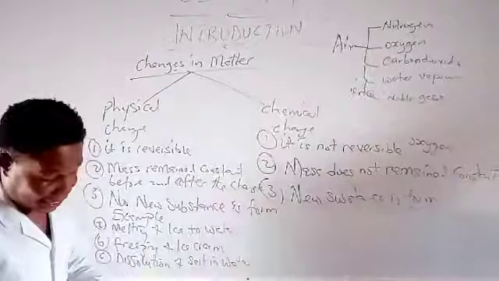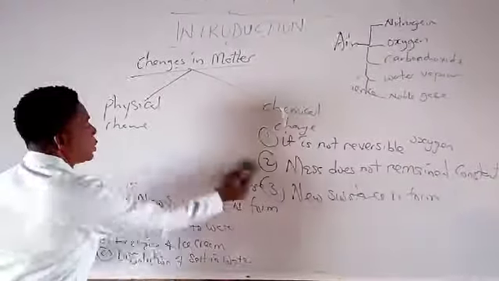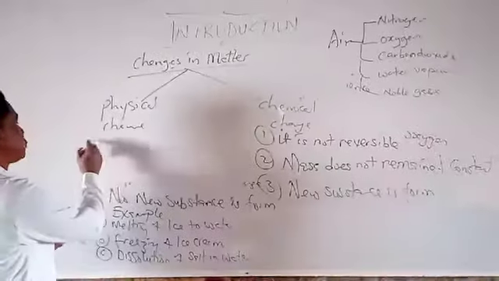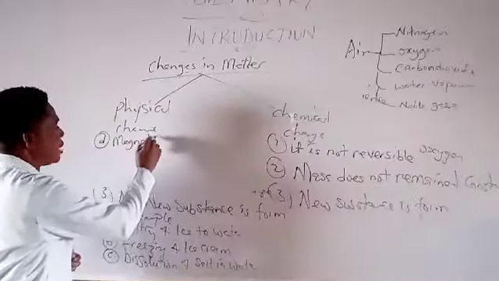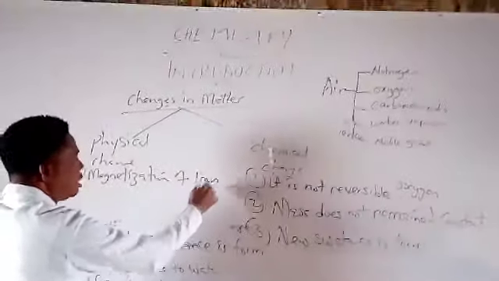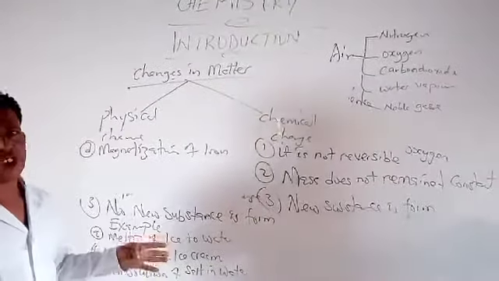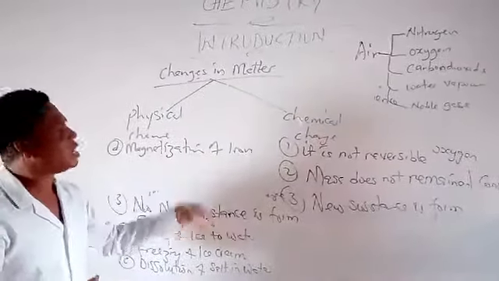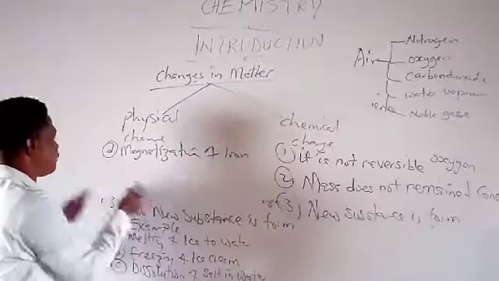Number four is magnetization of iron, which is D. Magnetization of iron is an example of what? A physical change. Magnetization of iron is an example of a physical change.